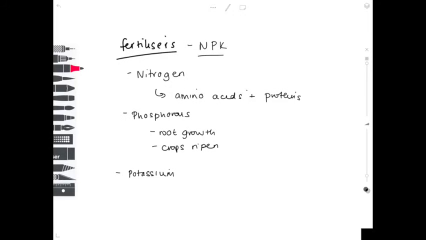We're going back to potassium. Why is this needed by plants? Because they use it to produce proteins and to help them resist diseases.